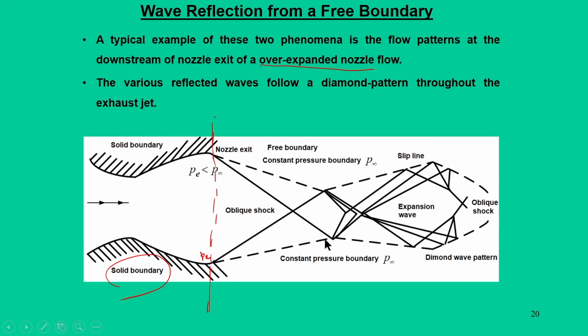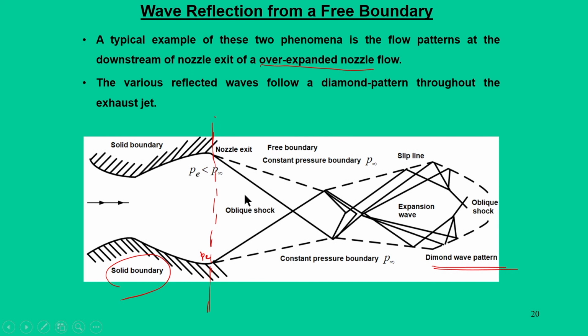So, the entire flow picture, if you look at it, follows a very specific pattern, and we call this a diamond wave pattern. This was a very classical example represented in the 1960s, and this diamond wave pattern is a very characteristic feature for an exhaust jet coming out of an over-expanded nozzle.